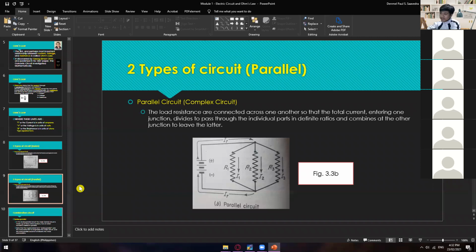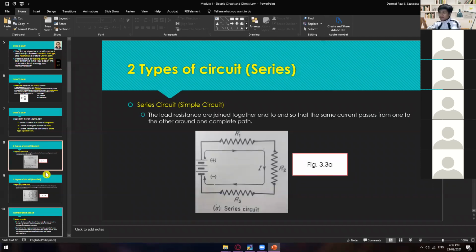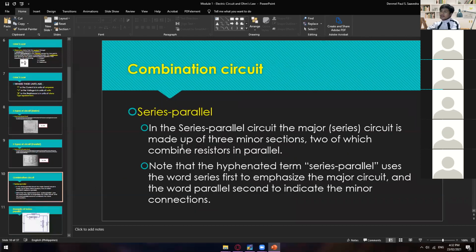Right, so I guess now, since there are a lot of subjects out there that have maybe discussed series and parallel. Okay. And then we have here the combinational circuit or combination circuit, wherein it is series and at the same time parallel. All right. So just take note that in the series parallel circuit, the major part of this circuit is the series one.